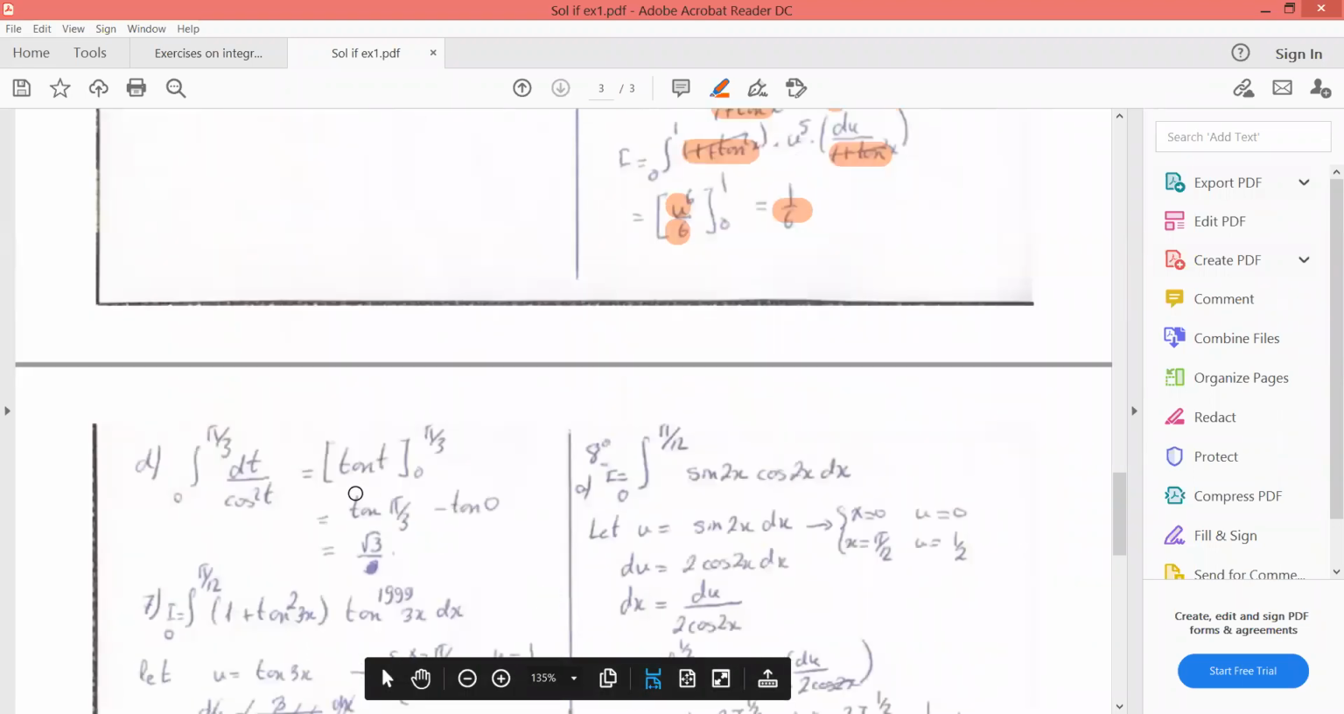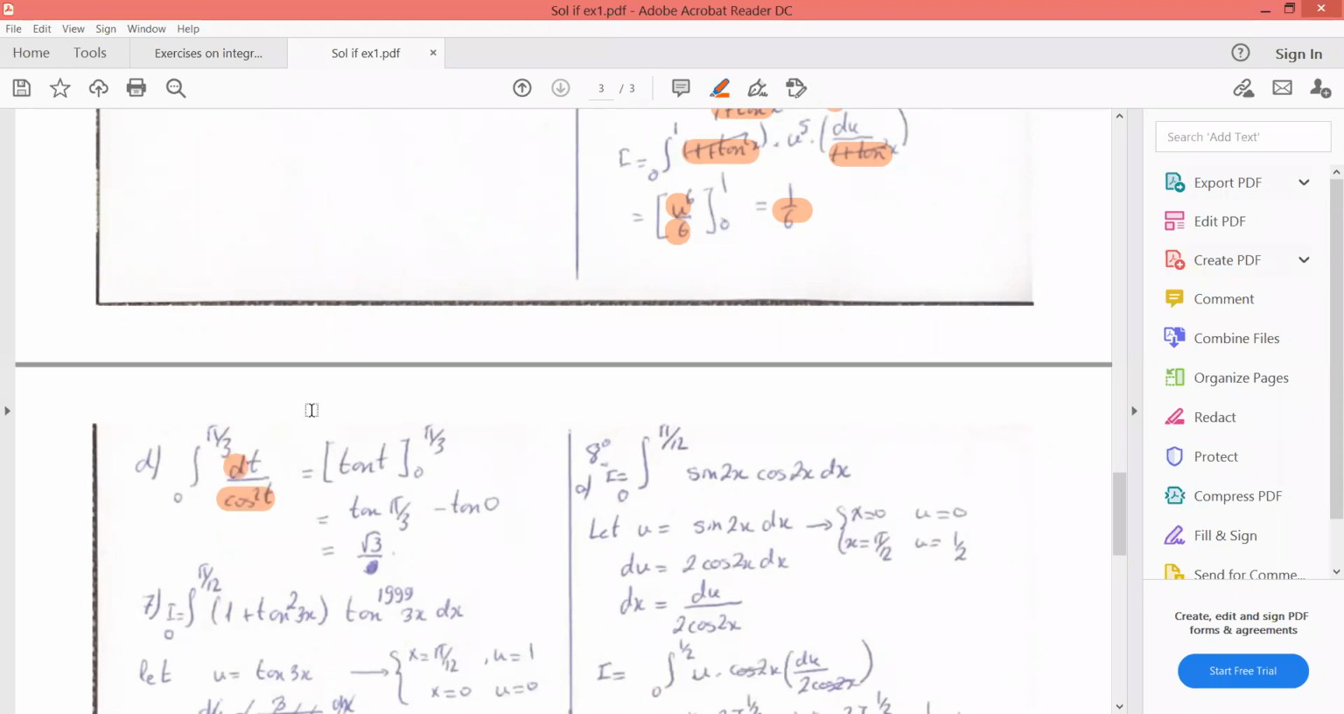You can take this one as rank too. dt over cosine squared t is directly tangent t. We have 1 plus tangent squared is the same as 1 over cosine squared. It gives tangent t between 0 and pi over 3.